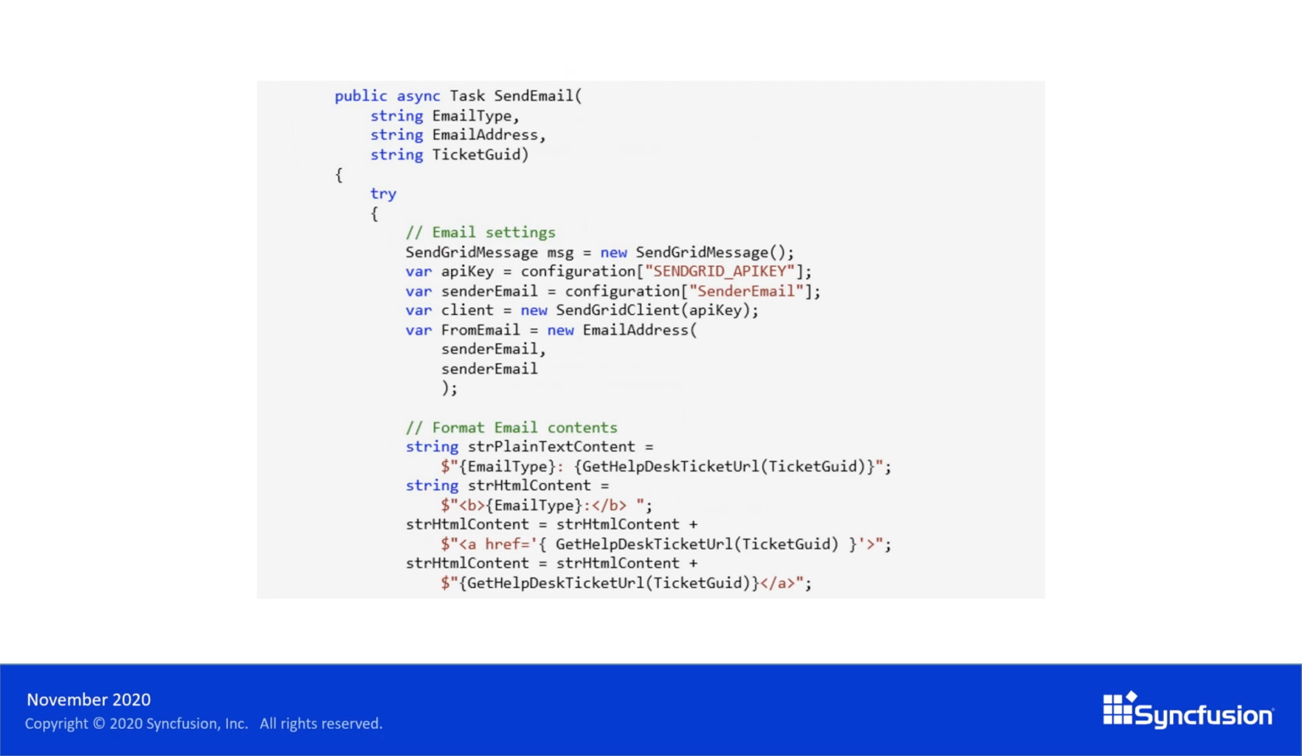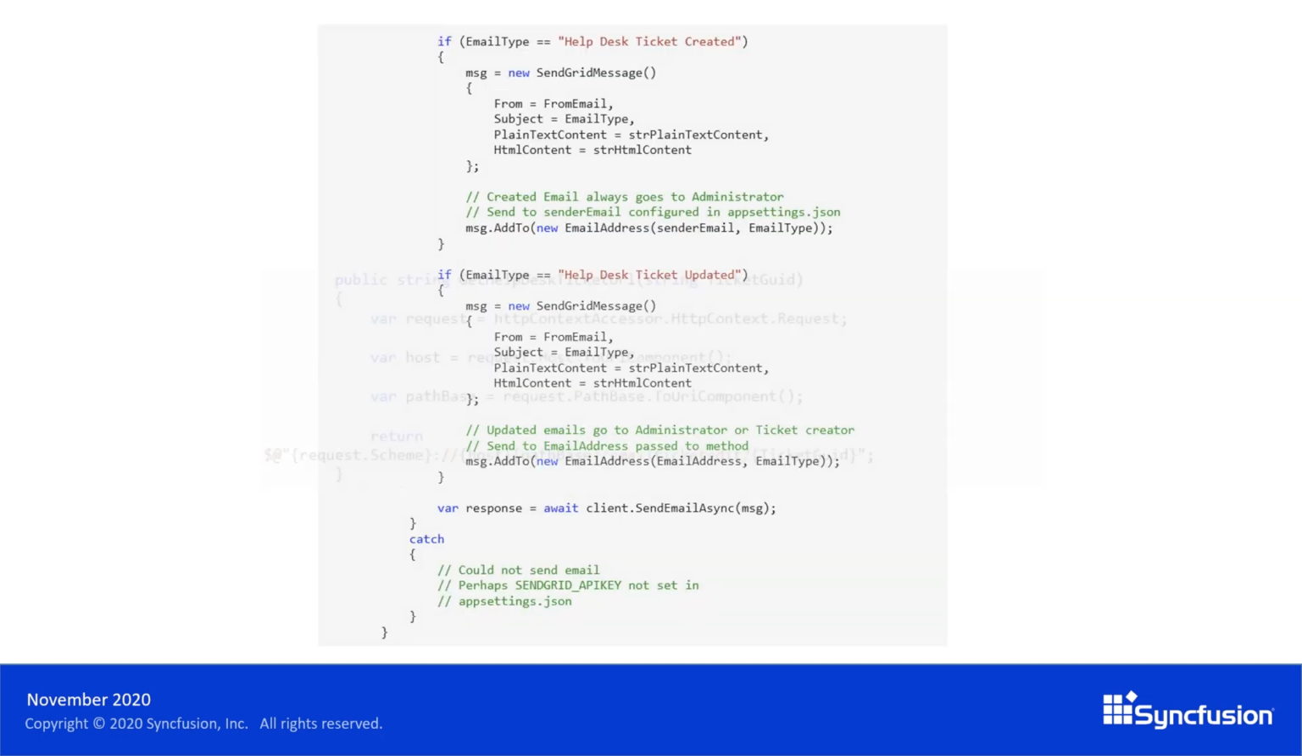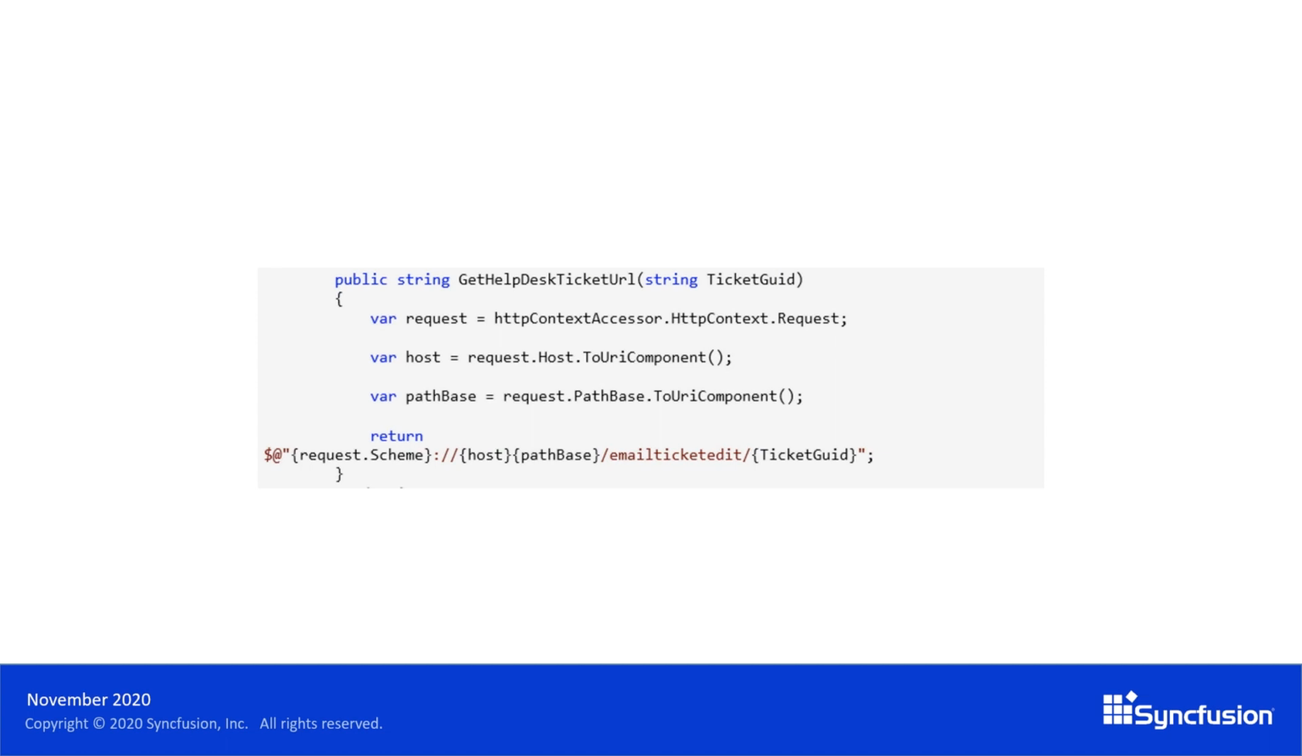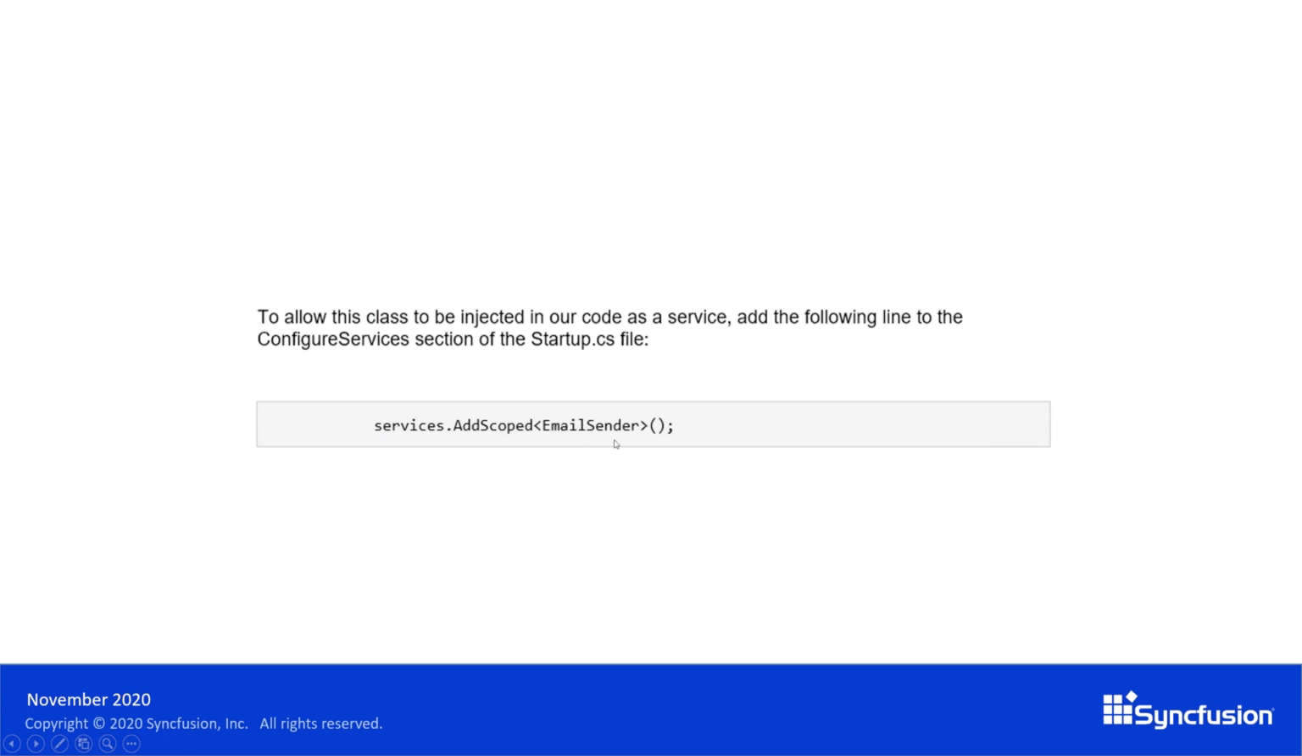However, it continues here. But the part I want to call your attention to is where we construct a path where we basically say where the application is running, /emailticketid. That's a page that we're going to create, or emailticketedit, and /ticketGUID. Every ticket that's created, you'll see that there was this sample GUID that was being created. And so what this does is it constructs a path to that ticket.